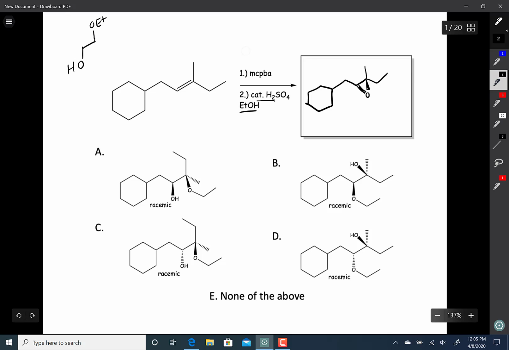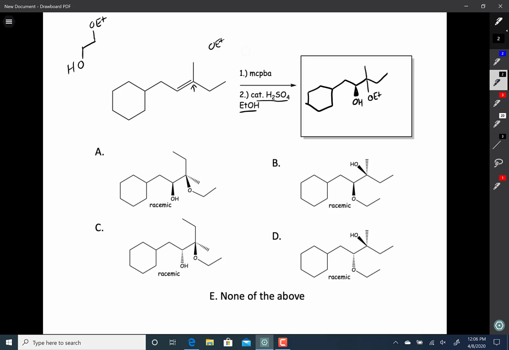Now, since we're under acidic conditions, the attack is going to go on the more substituted side. So the OEt ends up on the more substituted side, and that would be this side right there. So I'm going to go ahead and erase the epoxide bond. I'm going to put the OH on the less substituted side, and then I'm going to draw in the OEt on the more substituted side.